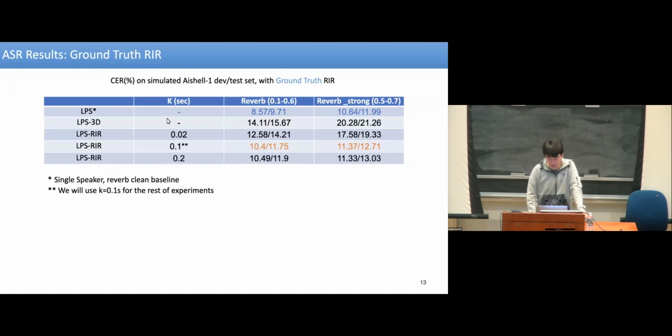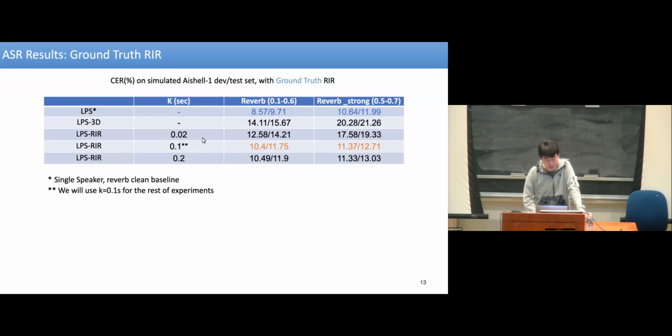So the first row is still the single speaker baseline as a reference, and the second row is our previous 3D spatial feature, and the last row is the new room impulse response based spatial feature, and we vary the K. Here K I use a unit of second, but it is equivalent to, say, if K is 0.1 second, it means 10 frames for a shift size of 10 milliseconds. So it's basically the same thing.